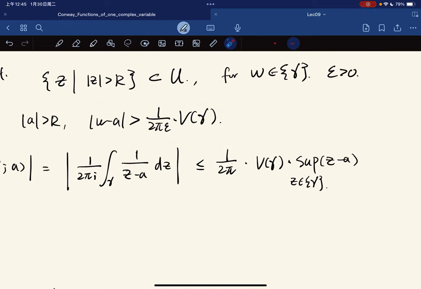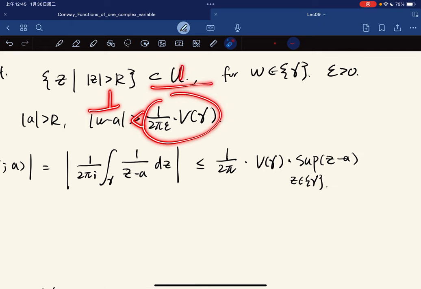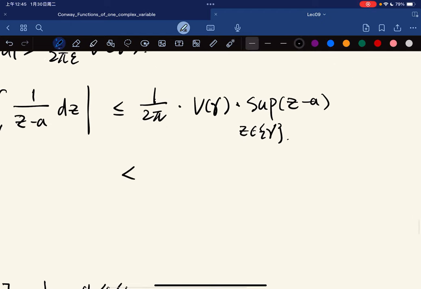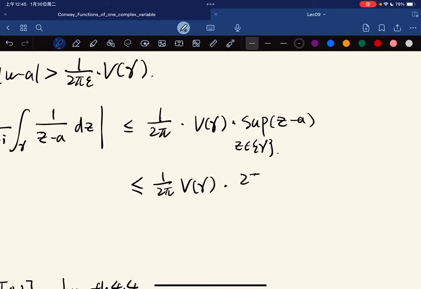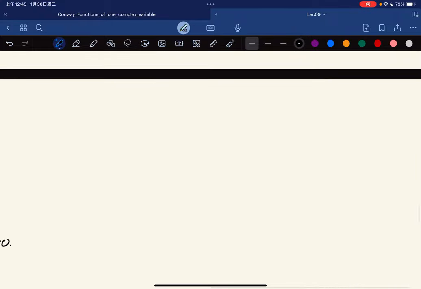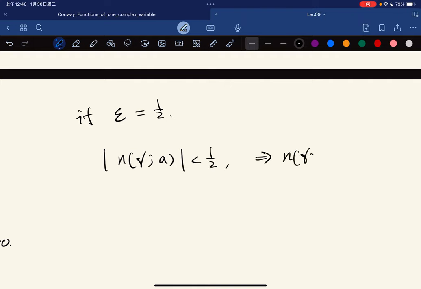Right? So if you flip it, it's less than or equal to this over 1. So this serves as an upper bound for the set of all this, which means that this thing is greater than or equal to the supremum, which is less than or equal to 1 over 2 pi V(gamma) times 2 pi epsilon, which is equal to epsilon, right? So we have this should be less than epsilon, but this is an integer, right? Which means that if epsilon equals 1 over 2, then we know that it's less than 1 over 2, which means that the winding number of gamma at A should be 0.